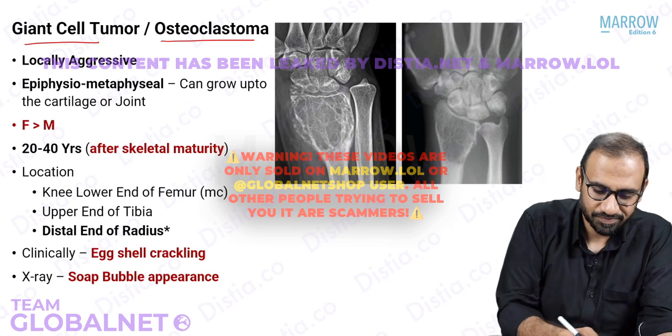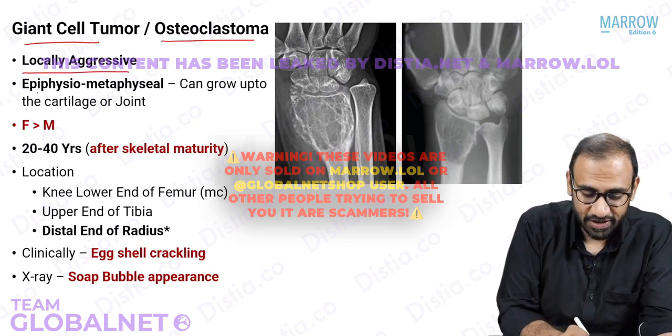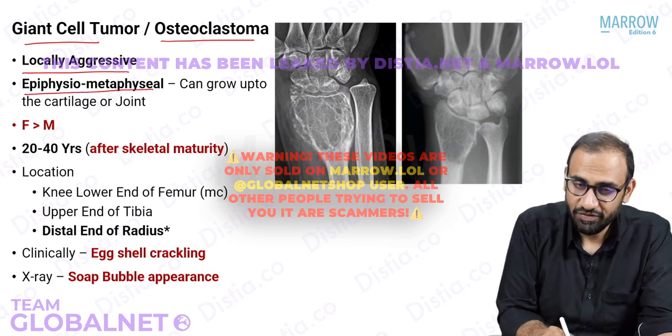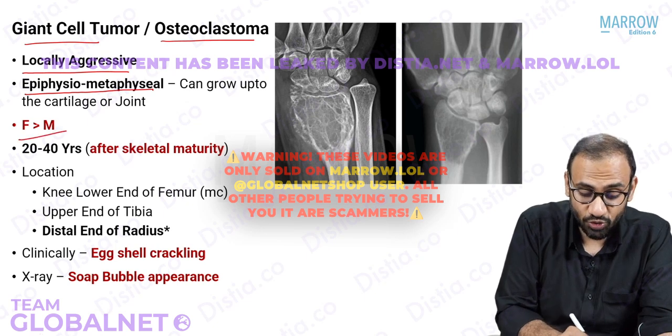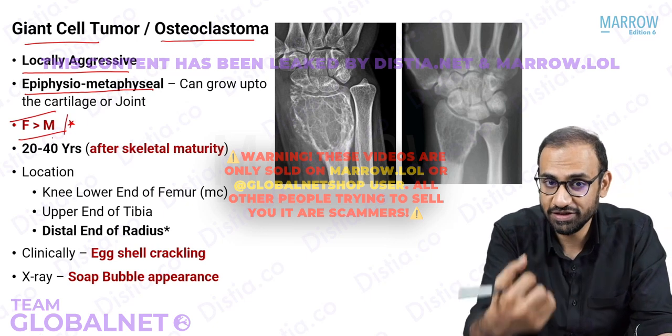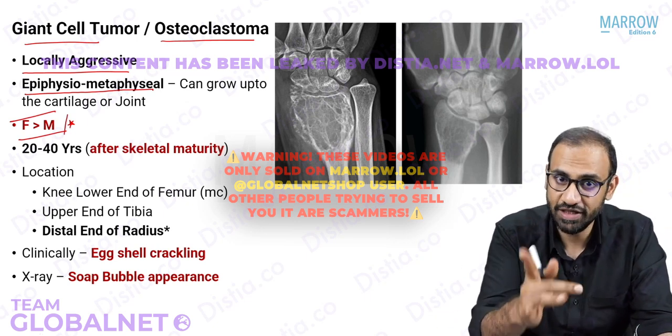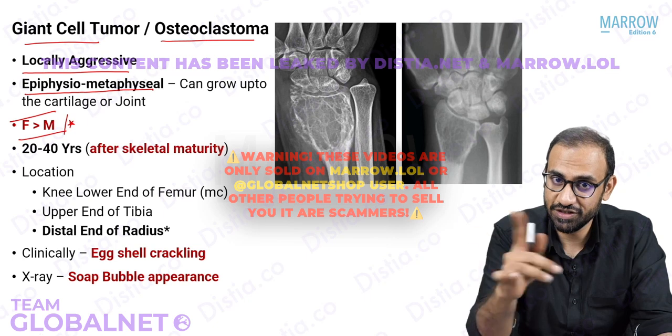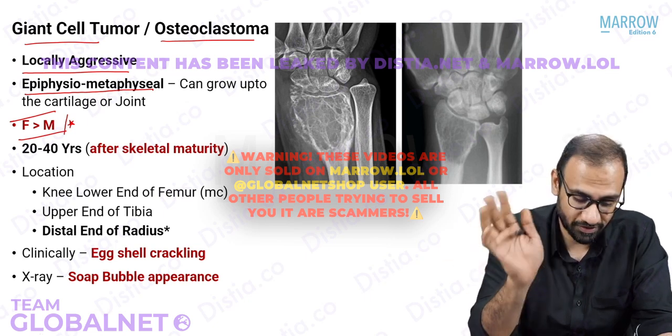So let's look at it. It's a locally aggressive lesion starting in the epiphysis, moving into the metaphysis. It usually occurs more in females than males. So for the first time, I'm telling you the sexual predilection of this condition. Yes, GCT, G for G, G for girls. G for GCT, G for girls, more common in females.